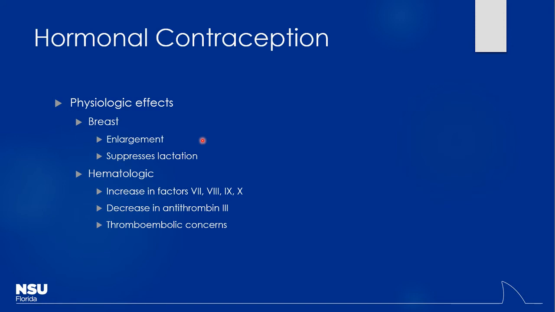In terms of hematologic effects, we already talked about how you'll have depressed activity of antithrombin 3, you have increases in clotting factor production, and this is specifically with the estrogen component there. The progestins are not really going to see that. Don't really see many liver effects as a result of progesterone. So this leads to a lot of the thromboembolic concerns.